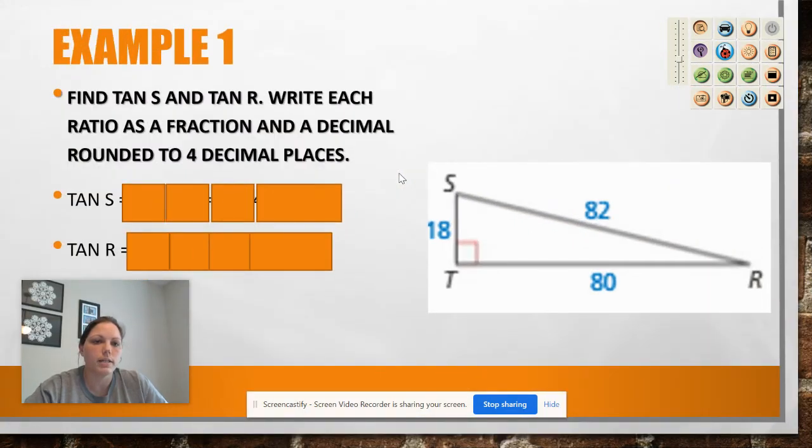All right, so if we find the tangent of S and the tangent of R, we're going to write each ratio as a fraction and a decimal rounded to 4 decimal places. Now that's weird, right? 4 decimal places.